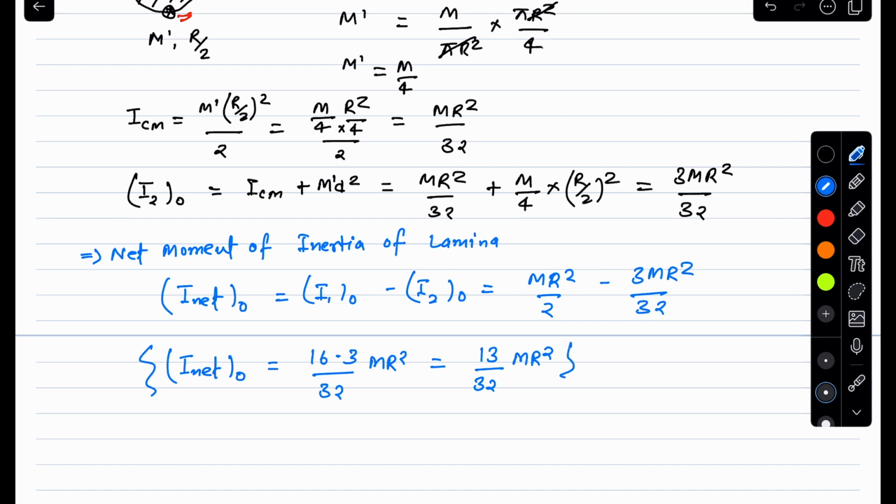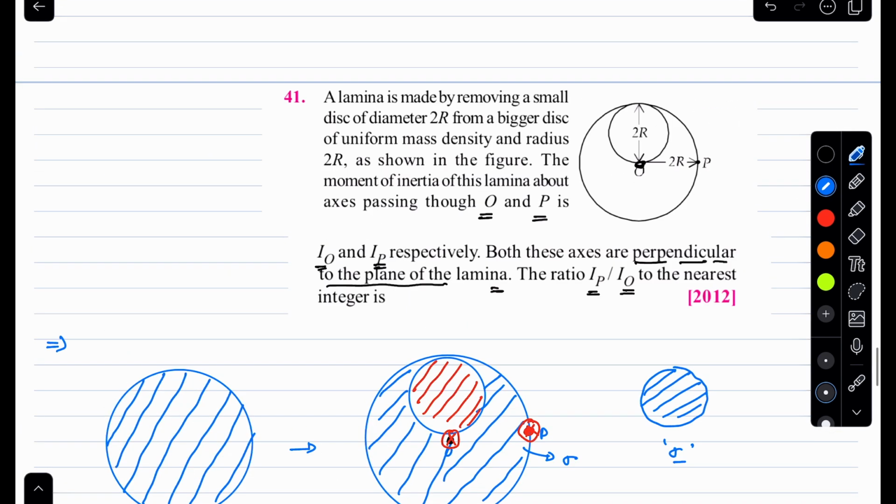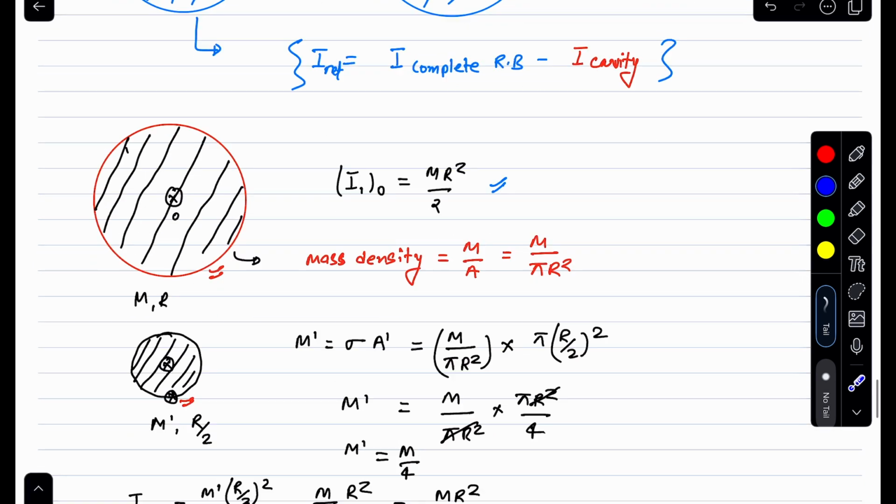Okay, so the first solution of this question, the moment of inertia about the point O, we have got. Now let's go to the second point, the P point. P point is right here, let me highlight, this is the P point. For this point I need to figure out the moment of inertia. The approach would be the same. I will calculate the moment of inertia of the complete body.